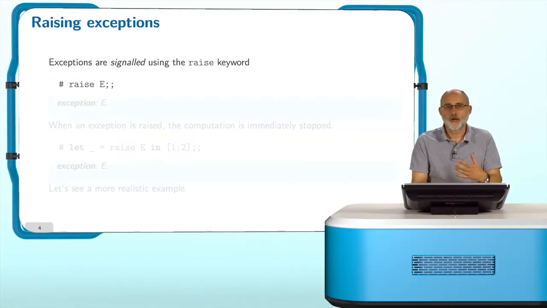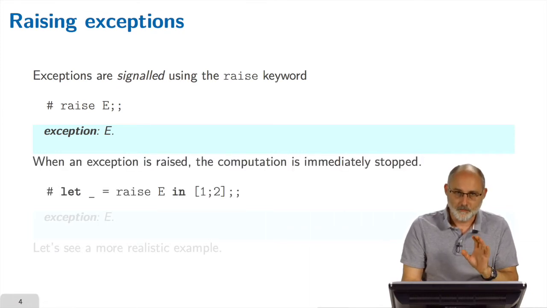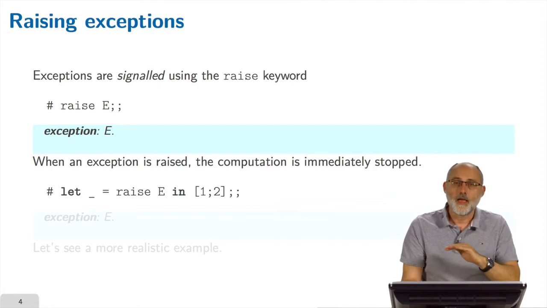Well, once you have defined an exception, the first thing you can do with it is to raise it. I mean, you can tell the system, I have found an exception, exception E, please stop everything and tell the world. To signal this exception, you use the raise keyword. So like here, raise E. The system answers now: Exception: E, saying I have stopped the computation because I got an exception, and this exception is E. And let me make it more clear: when an exception is raised, everything is immediately stopped, any computation, and we only get the exceptional value as a return.